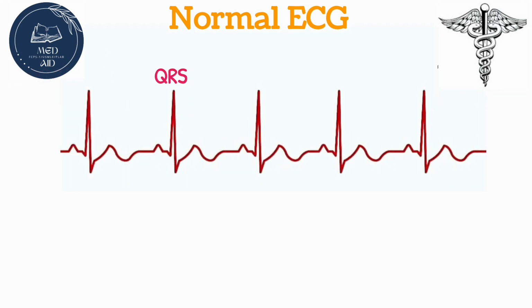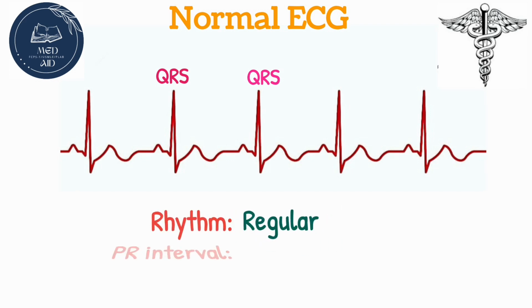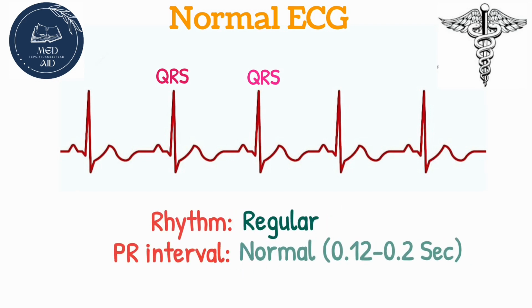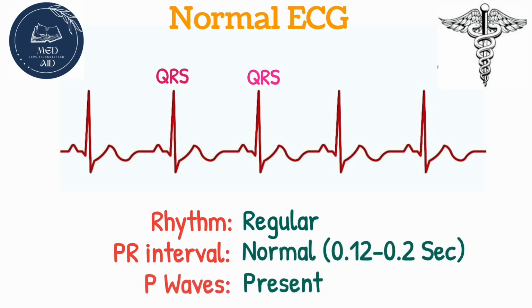In a normal ECG, the interval between two QRS complexes is equal, which means that the rhythm is regular. The PR interval is normal, that is 0.12 seconds, and the P wave precedes every QRS complex.